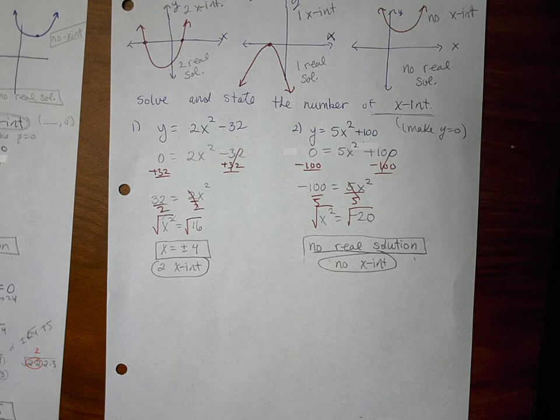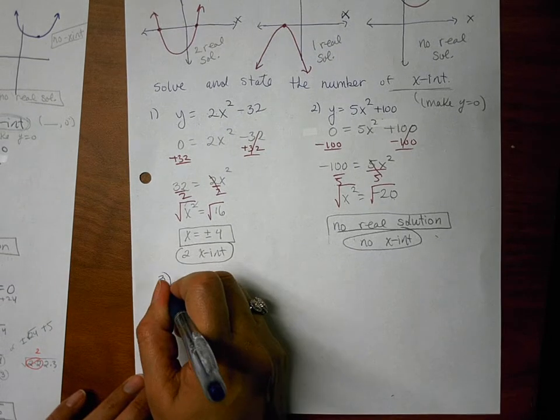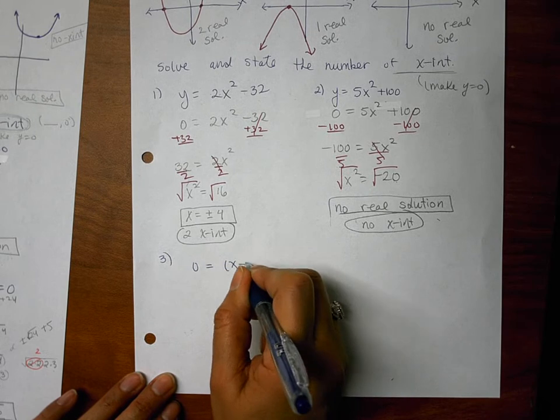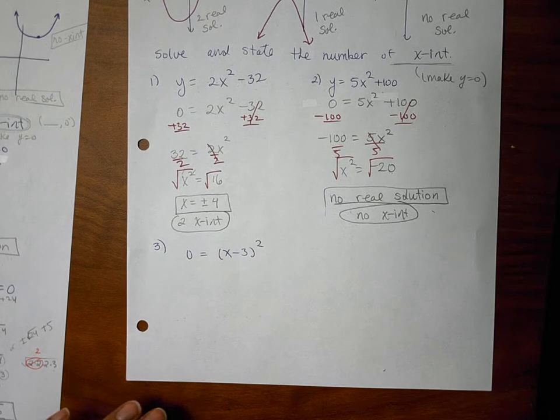Okay, number 3. 0 equals x minus 3 squared. Okay, these are already equal to 0, so we just have to go through and solve. We don't have to worry about doing that first step that I kept forgetting up there anyway. Okay, going straight to solving.